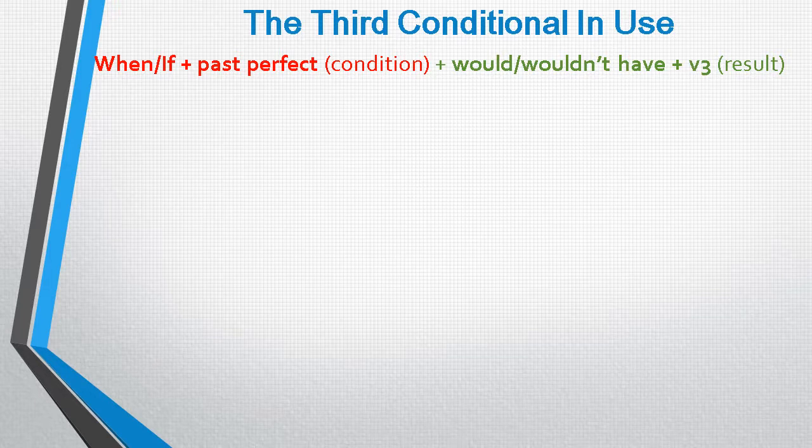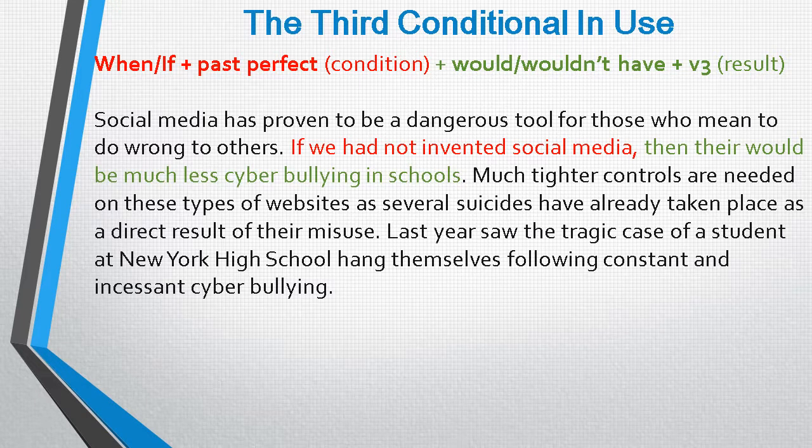And here are our two example body paragraphs. Social media has proven to be a dangerous tool for those who mean to do wrong to others. If we had not invented social media, then there would be much less cyberbullying in schools. Much tighter controls are needed on these types of websites, as several suicides have already taken place as a direct result of their misuse. Last year saw the tragic case of a student at New York High School hang themselves following constant and incessant cyberbullying.